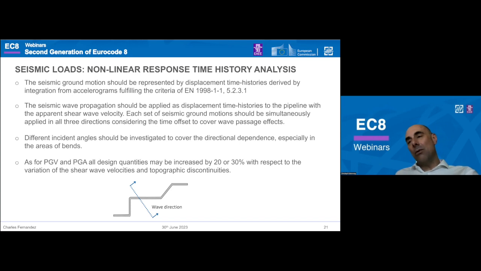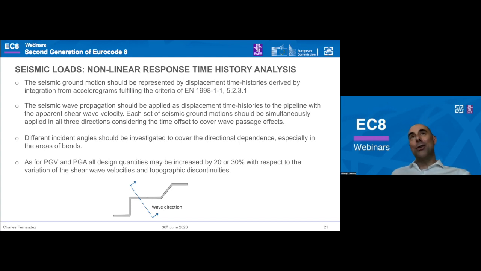And then we have to apply it along the pipeline. So it's a traveling wave. And what is written in the code is we should apply at the same time all three components in order to cover the spatial effect of the earthquake. And the generation of the time histories can be carried out according to part 1.1. There is a special annex now to do this.